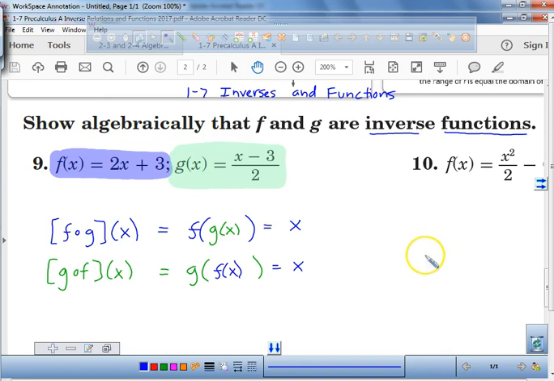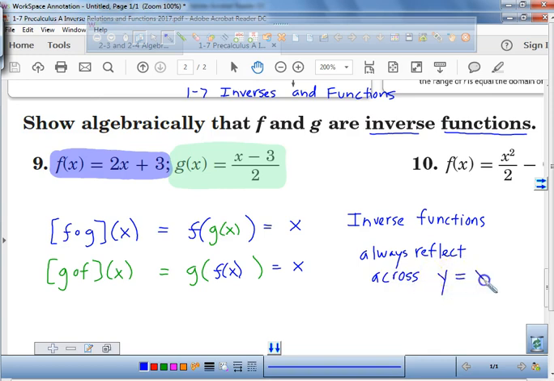Now, what is the line that inverse functions always reflect across? What do they always reflect across? Y equals x, right? So inverse functions always reflect across y equals x. So right now we're going to do this one algebraically.